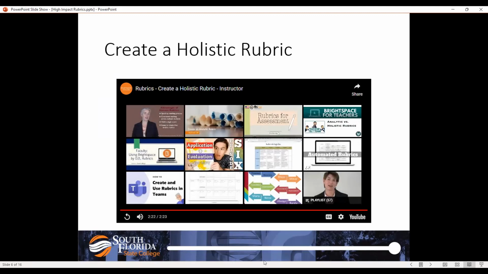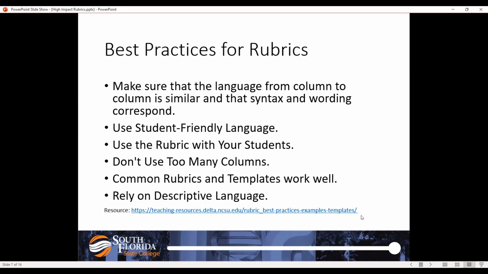Okay, and that's the holistic rubric. And then just a little bit about best practices. For the rubrics, make sure that the language from column to column is similar and that the syntax and wording correspond. Use student-friendly language. And as many of you do, use the rubric with your students.